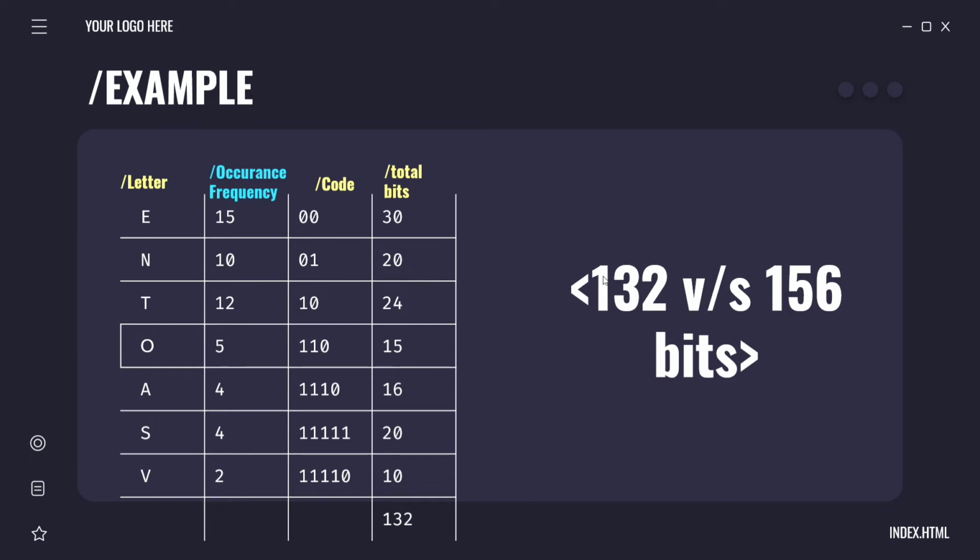which is relatively less as compared to 156 when the codes were of fixed length. So yeah, taking up codes of variable length does reduce the bit count. We can see this in this example, and also this algorithm is lossless because if we see over here, initially we had information about the letters and their occurrences, and this information is still retained.